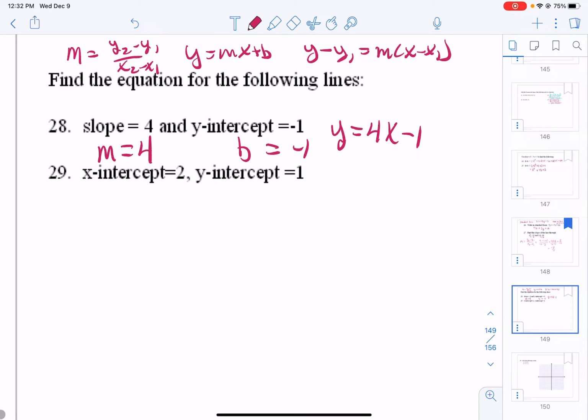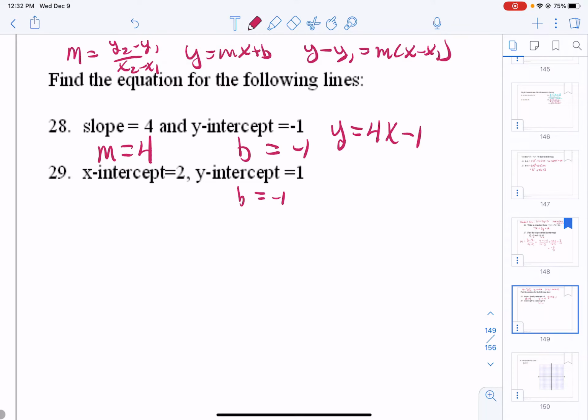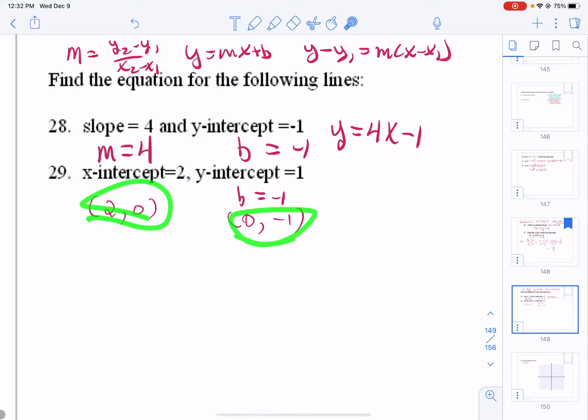Now, the problem with 29 is they did not give us the slope. They told us the b was negative 1, but they didn't tell us the slope. So let's think about how we could find the slope, because that's what we need. Well, the x-intercept is 2, that's the point (2, 0). If the y-intercept is negative 1, that's the point (0, negative 1). We have the point-by-point slope equation. Let's use these points to find our slope. That's what we need. We need the m.